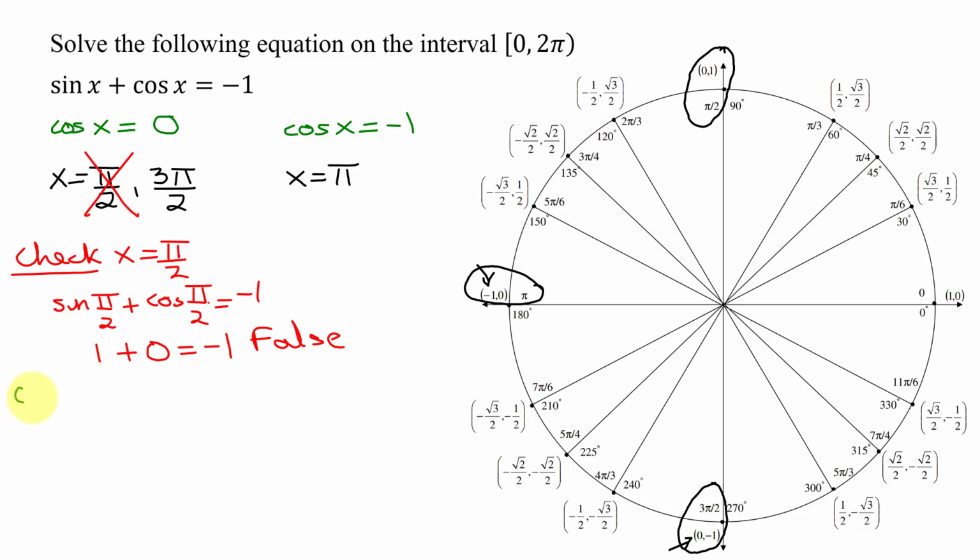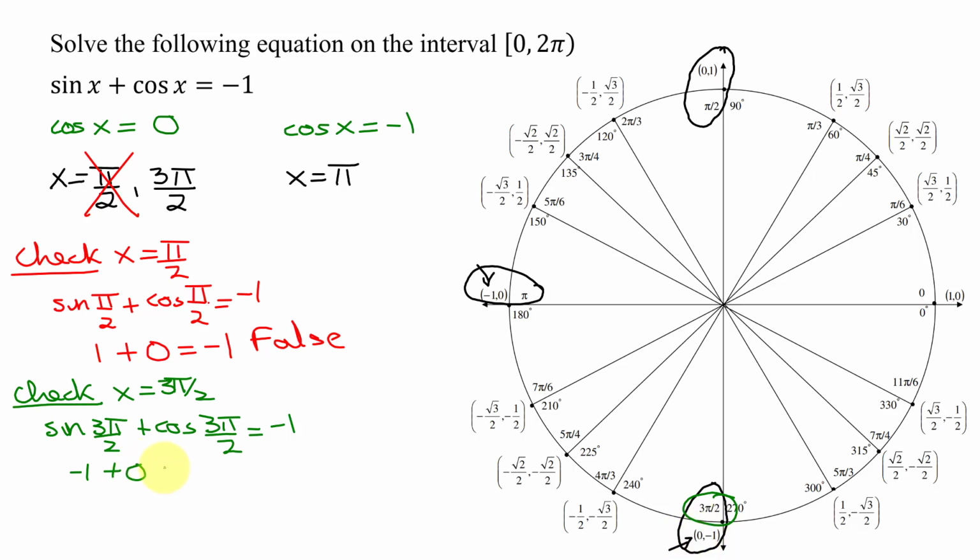Now let's check our next solution. Let's check when x equals 3 pi over 2. I need to see if the sine of 3 pi over 2 plus the cosine of 3 pi over 2 equals negative 1. 3 pi over 2 is down here. The sine of 3 pi over 2 is negative 1, plus the cosine is 0. Does negative 1 plus 0 equal negative 1? Yes. So 3 pi over 2 is a good solution.